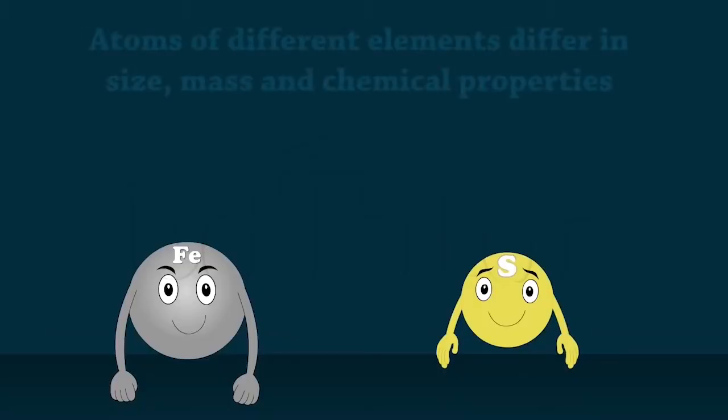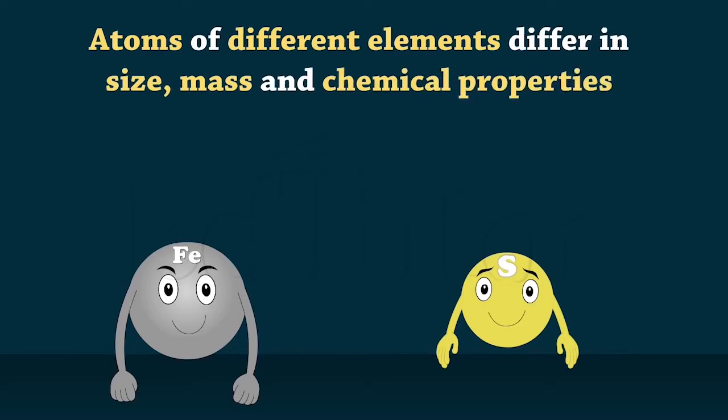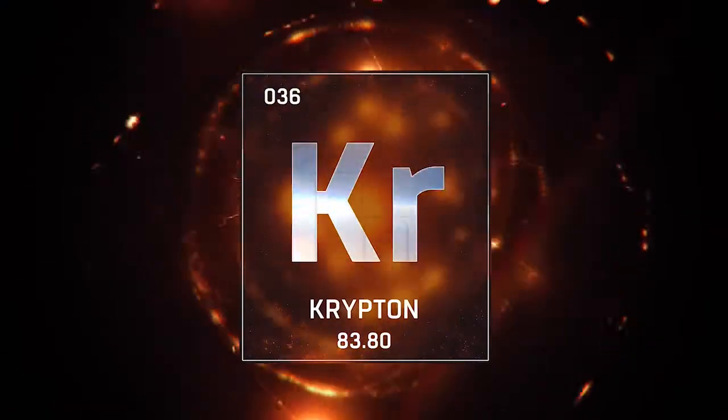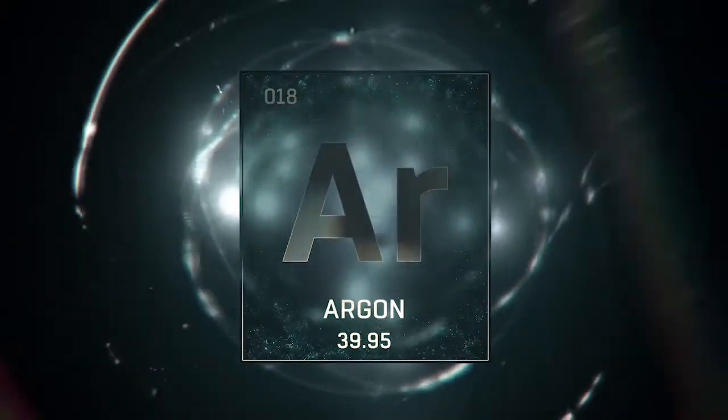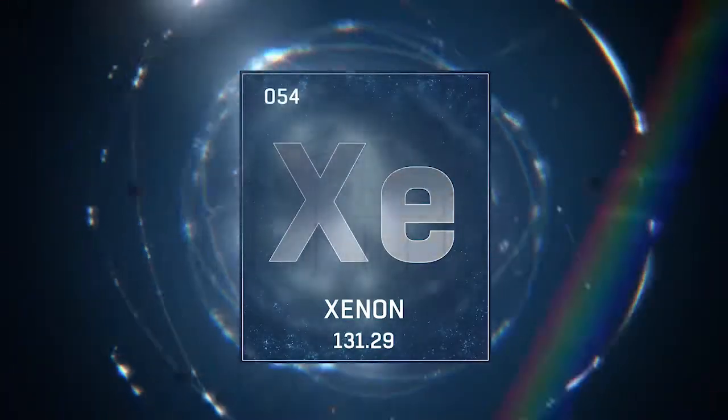The key statement of this theory was that matter is composed of atoms of different elements which differ in their properties. It was then concluded that an atom is the smallest particle of an element that can take part in a chemical reaction. For example, helium, neon, and other noble gases have atoms which exist independently.